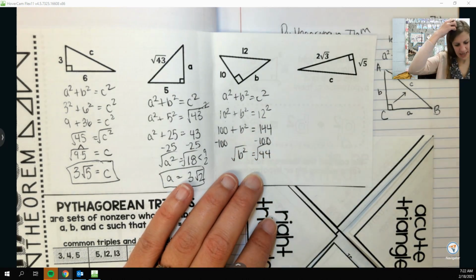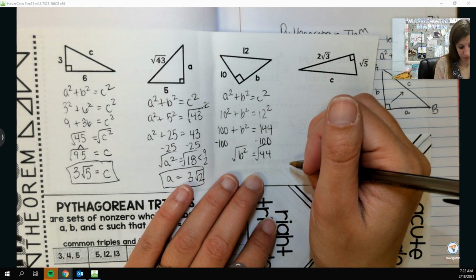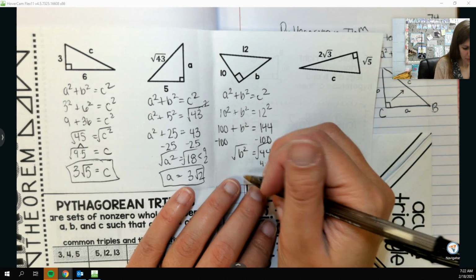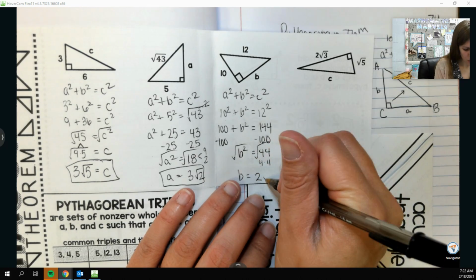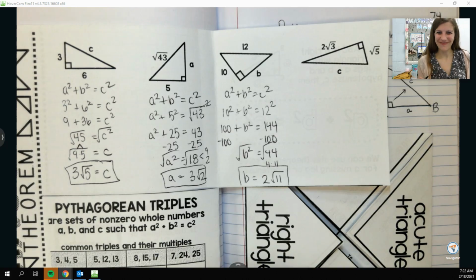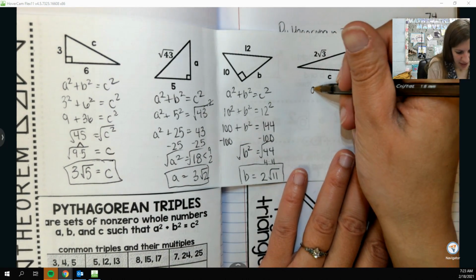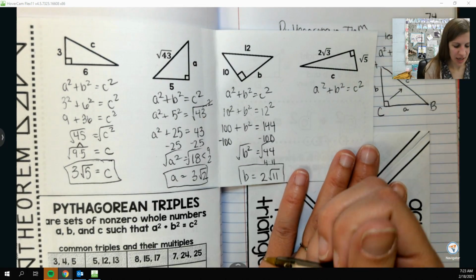Square root both sides, and then I'm going to break that one up because I can't square root it, to 4 and 11. So b will be square root of 4, which is 2. Square root of 11, do not know. There you go. And then last but not least, I have a right triangle, so I can do a squared plus b squared equals c squared.